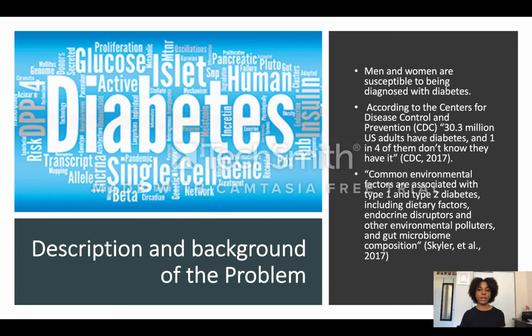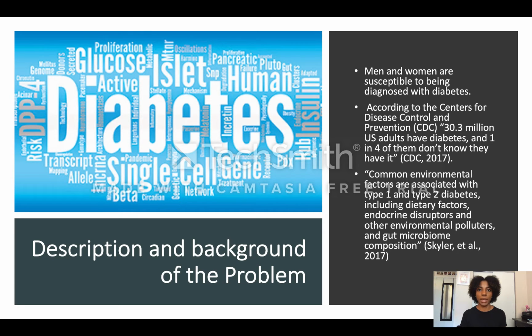So here's a description and background of the problem. Men and women are susceptible to being diagnosed with diabetes. Diabetes is a disease that occurs when your blood glucose, also called blood sugar, is too high. Blood glucose is your main source of energy, and it comes from the food that you eat. Insulin is a hormone that is made by the pancreas. It helps glucose from food get into your cells to be used for energy.